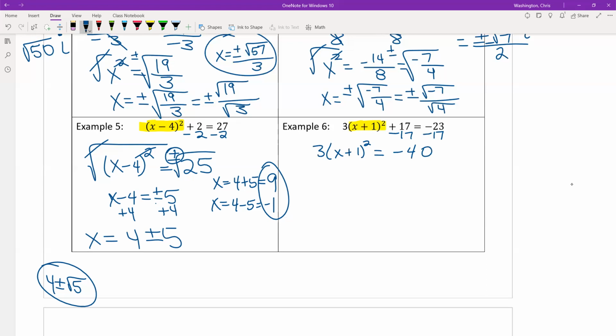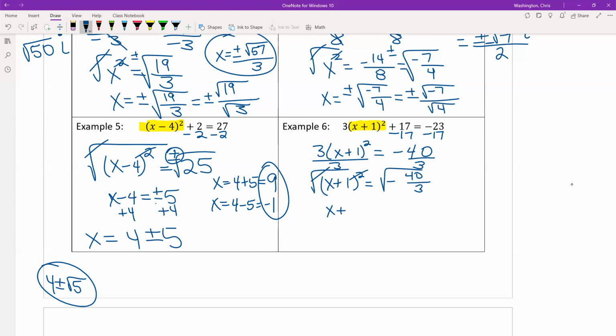We are going to divide by 3. So we get x plus 1 squared equals, type that in the calculator if you want, but it actually can't be simplified. So we're just going to leave it as negative 40 over 3. And how are we going to get rid of the squared? Square root, good. So far so good. We haven't not done all this several times today.